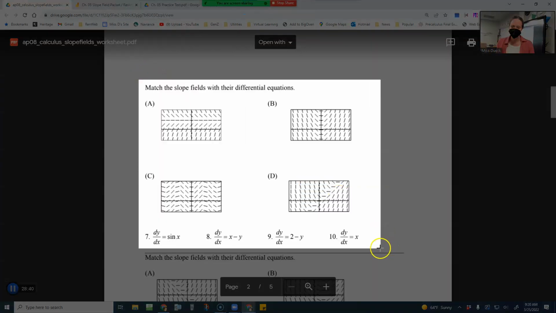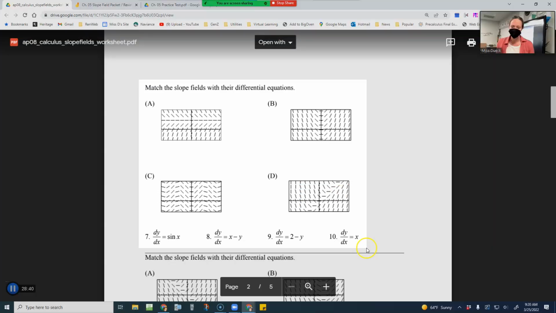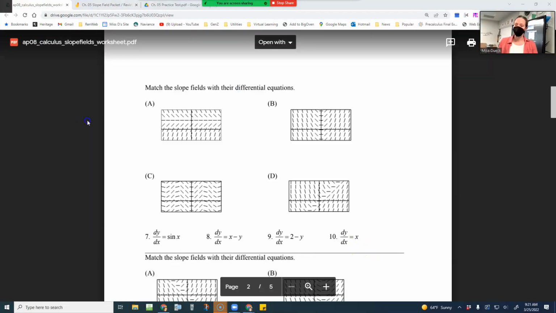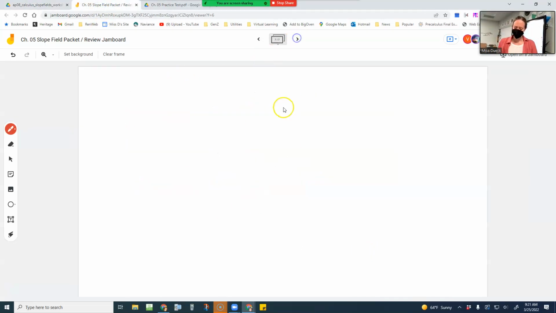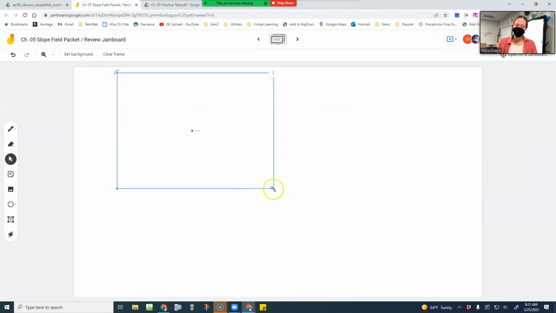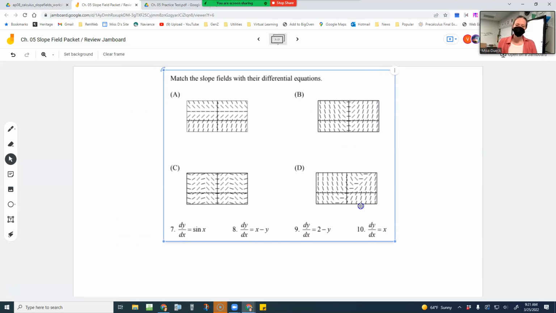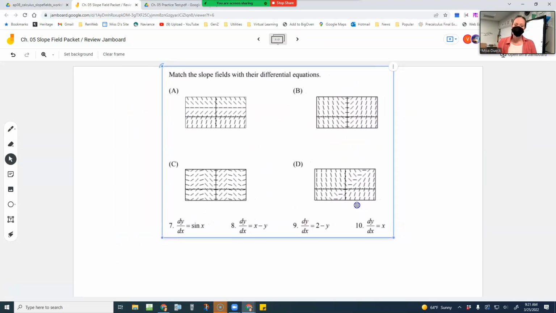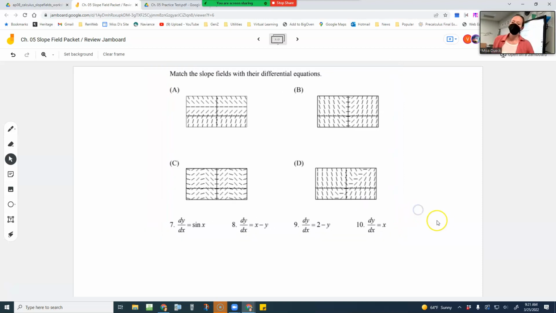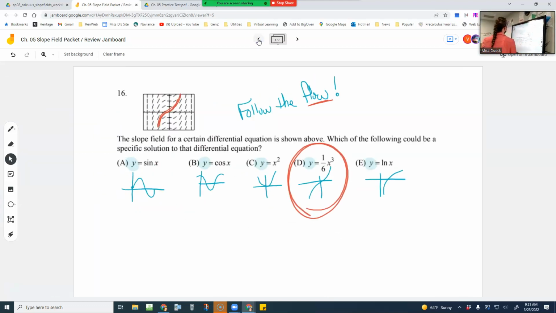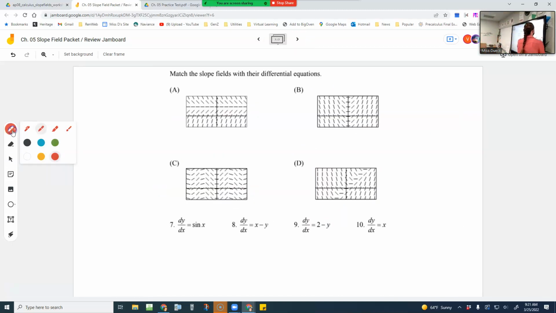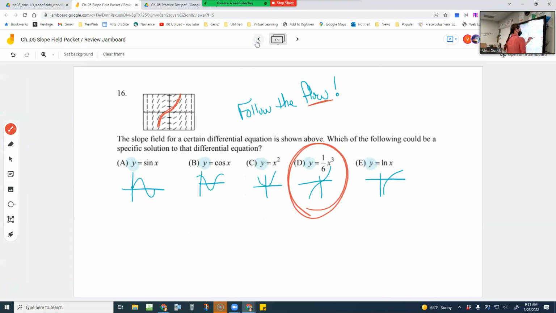These ones you're matching with dy dx's. And remember, these are the guys that would actually make the slopes. Y equals are the guys who are flowing, and then dy dx are the guys that are actually making the slopes. So, to keep my color coding accurate.